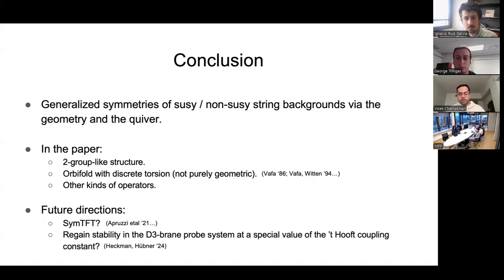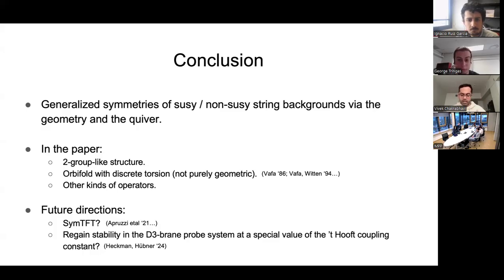And finally, today, I really only talked about line operators. There are, of course, other kinds of operators, like just local operators, for example. And these are things that we talk about in the paper. There are some interesting future directions that we might take this.